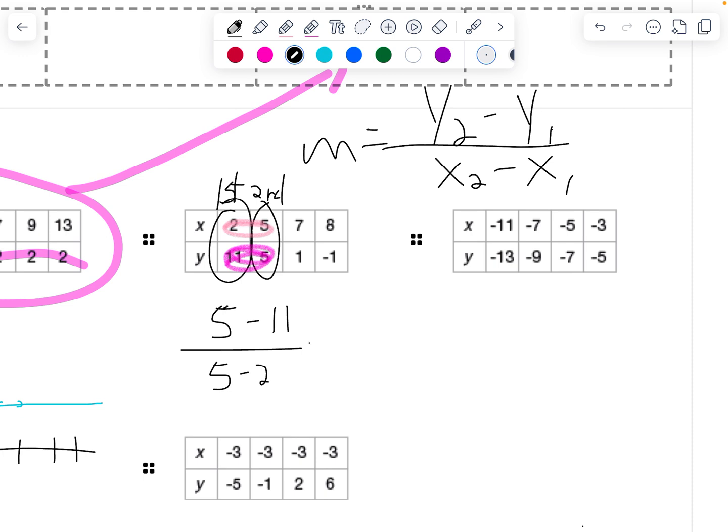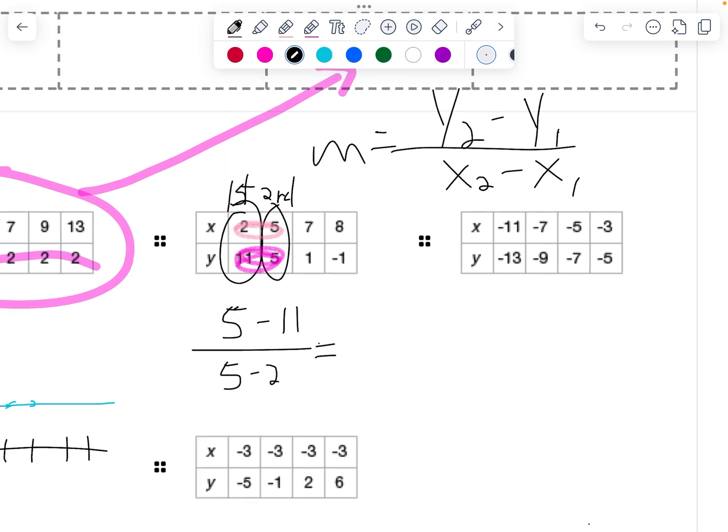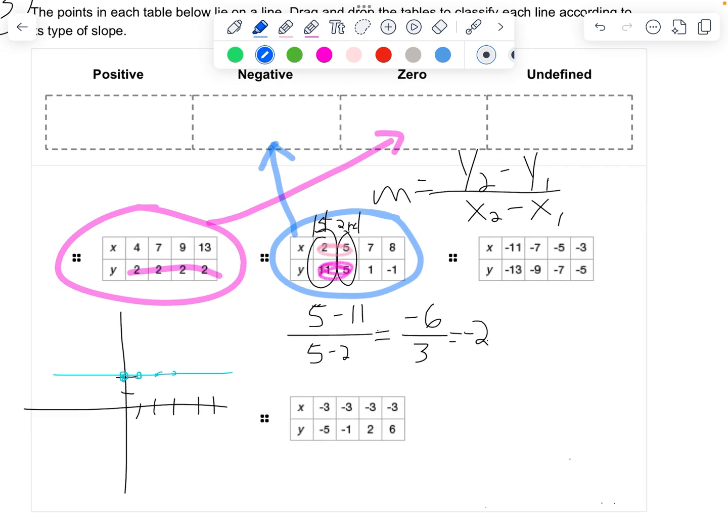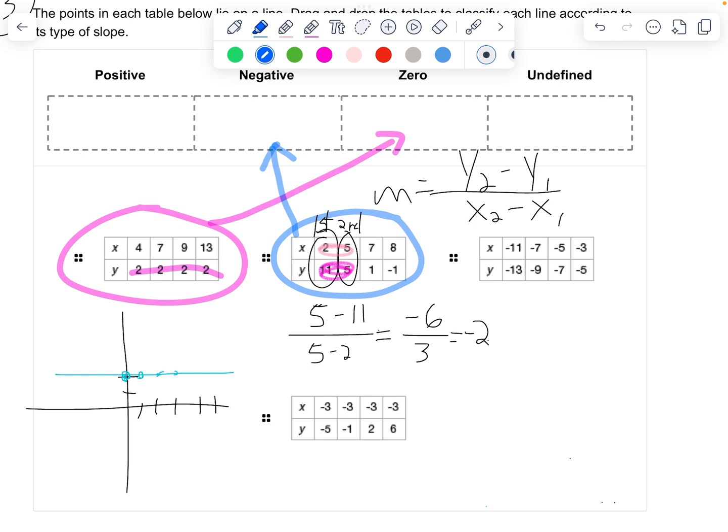All right, when we plug that in, it gives me negative 6. 5 minus 11 is negative 6. 5 minus 2 is 3. That gives me a slope of negative 2. Last time I checked, negative 2 is negative. So this one right here is going to go to the negative right there, okay? And now we do the same thing with this other set of data. Take y2 minus y1 over x2 minus x1, okay? And figure out where it goes.